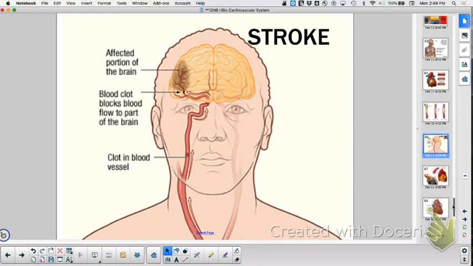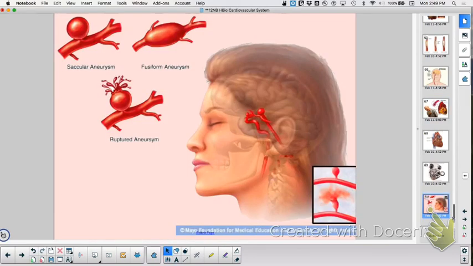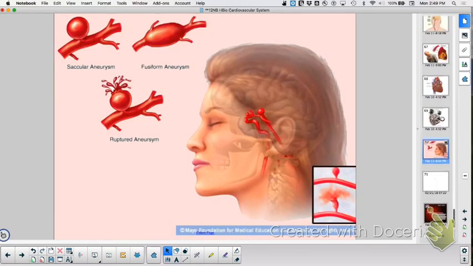Okay? Heart attack, you have a cramp in your heart. Usually a coronary vessel is blocked, and as a result the heart doesn't get oxygen, it has a cramp. Aneurysm is a ballooning of a blood vessel. And that was it. You ready to take a practice quiz?